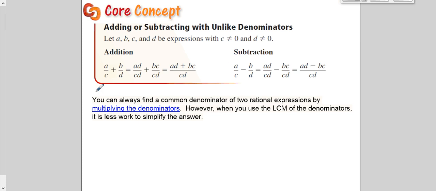Also works with subtraction. Now, ideally you want to find the lowest common denominator, but you can always find a common denominator of 2 rational expressions by multiplying the denominators. However, when you use the lowest common multiple of the denominators, also known as the lowest common denominator, it is less work to simplify the answer. Let's see what I mean by that.